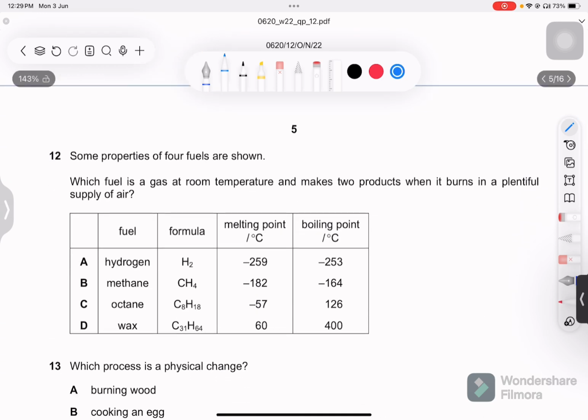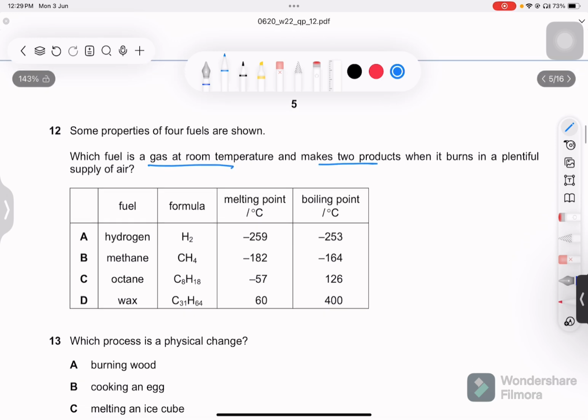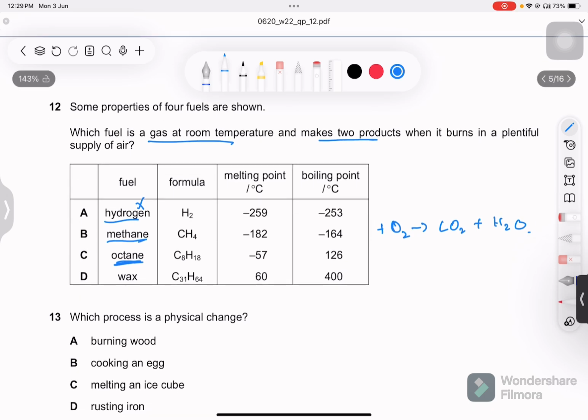Question 12, some properties of four fuels are shown. Which fuel is a gas at room temperature and makes two products when it burns in a plentiful supply of air? So hydrogen is the first option. We know that it is a gas at room temperature, but it does not produce two products when it reacts with oxygen or when it is combusted. So incorrect. Methane is a gas and it burns in oxygen to produce carbon dioxide and water. This is true for all organic compounds. So this will be true for octane also. But the problem is that octane is not a gas.